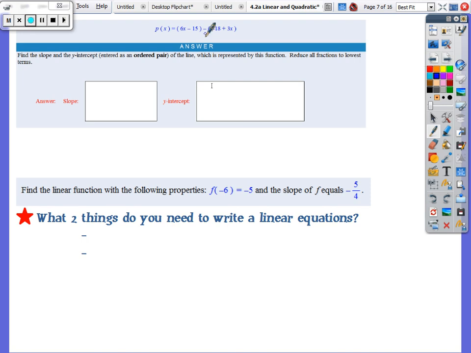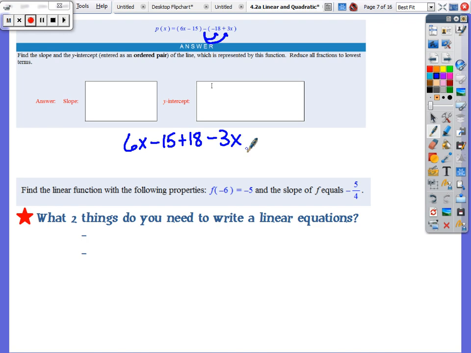But notice again, what's popping out there? That distribution of a negative. Okay, we got to be very careful to distribute that negative. So you end up getting 6x minus 15 plus 18, because double negatives make a positive, and then minus 3x. Really watch and make sure that you're distributing negatives properly. Really messes things up if you don't.